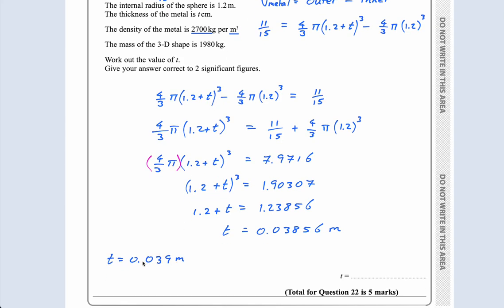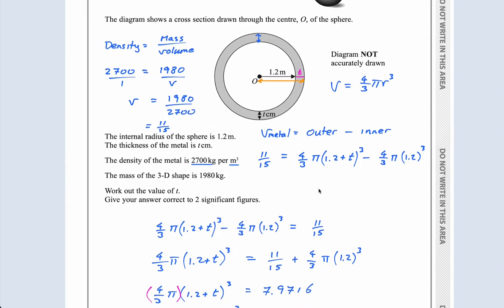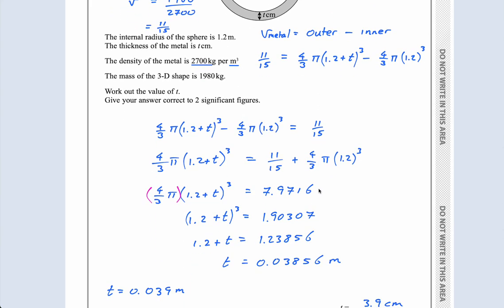And how do I put it into centimeters? I multiply by 100, because there's 100 centimeters in a meter, so it's 3.9 centimeters. Okay, obviously, guys, that's not an easy question. It's the second last question in the paper, possibly the hardest one, because I think this last question isn't as bad, but yeah, fair enough, hard question.